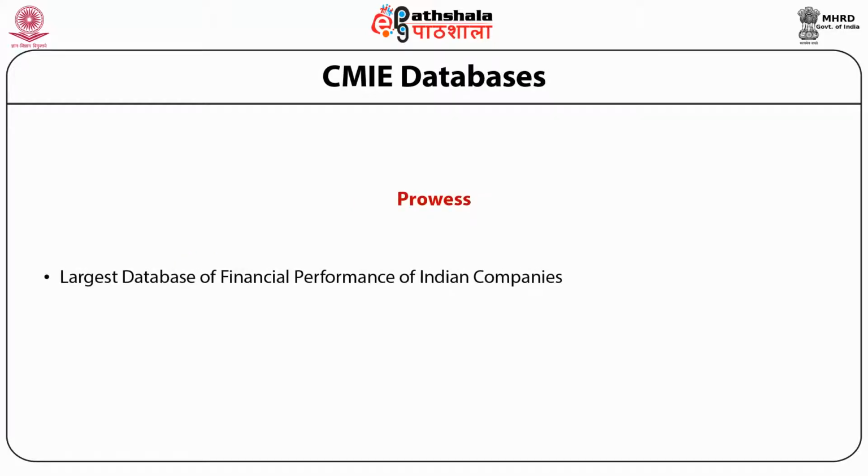Prowess. Prowess is the largest database of financial performance of Indian companies. It covers more than 10,000 listed companies and is powered by a versatile software that empowers its users. Prowess provides complete information on Indian corporate sector and its activities.